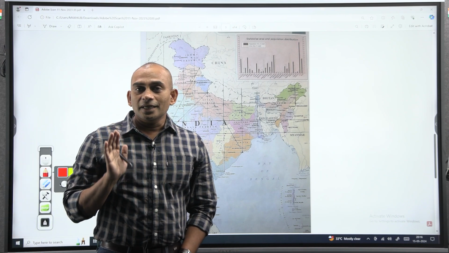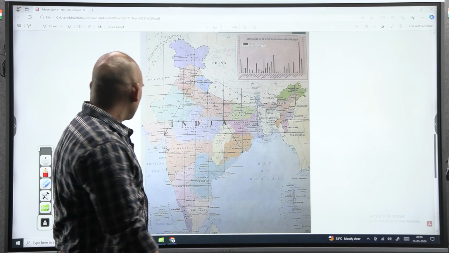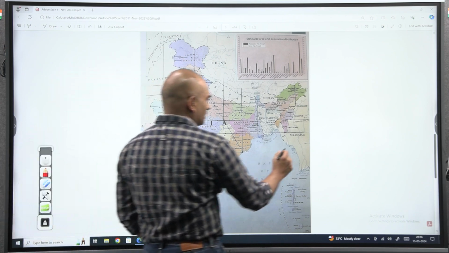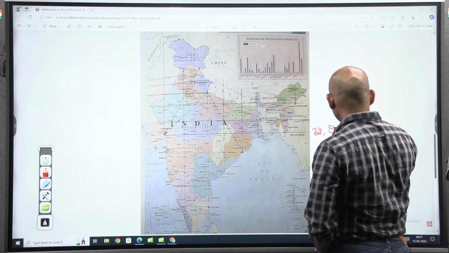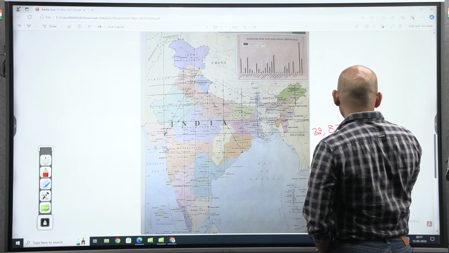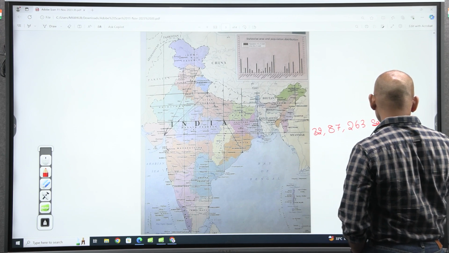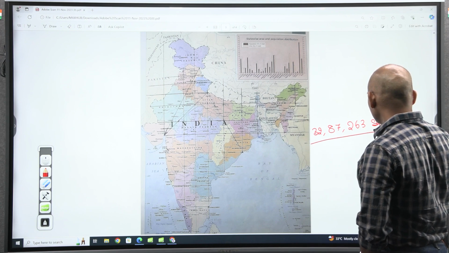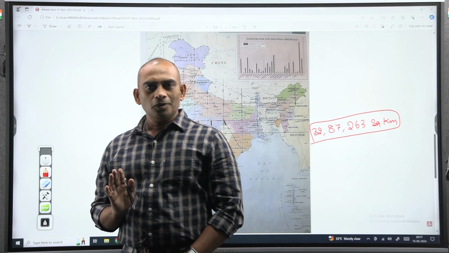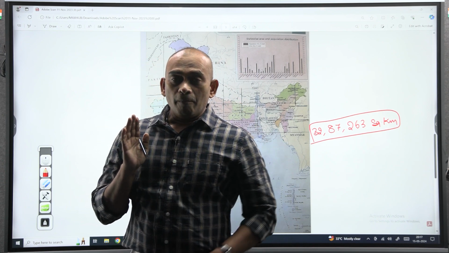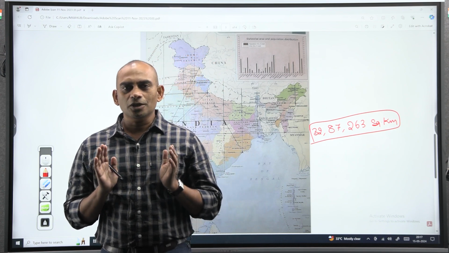So what is the area of India? The area of India is 32 lakh 87,263 square kilometers. So this is the total area of India. Okay. So by looking at this area, you may get one doubt.